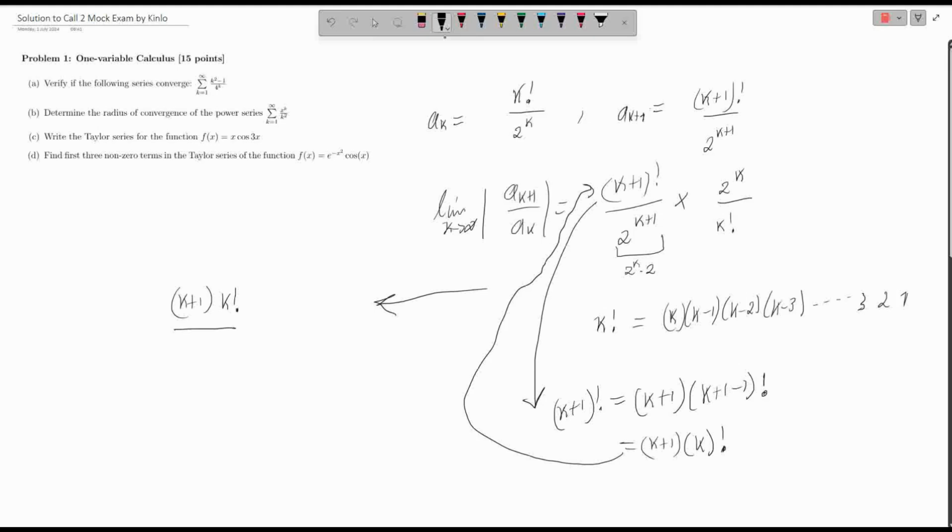Now divided by, we know that 2 raised to the power k+1 is 2 raised to the power k multiplied by 2. Then multiply by 2 raised to the power k all over k factorial. Now this will cancel this, and this will cancel this. We'll simply be left with the limit as k tends to infinity of k+1 all divided by 2. And as k tends to infinity, this value will be infinity, which diverges because it is greater than 1.